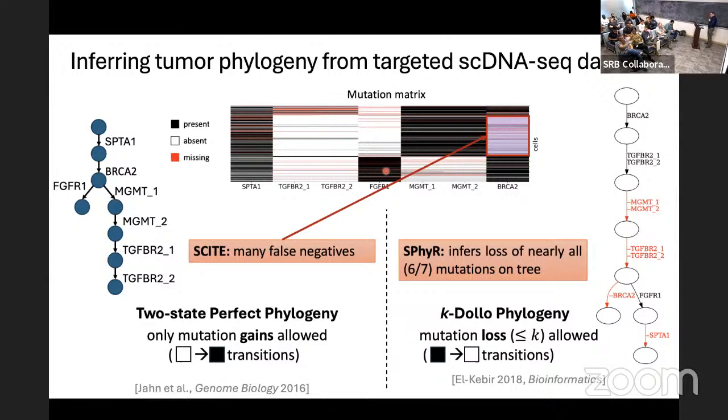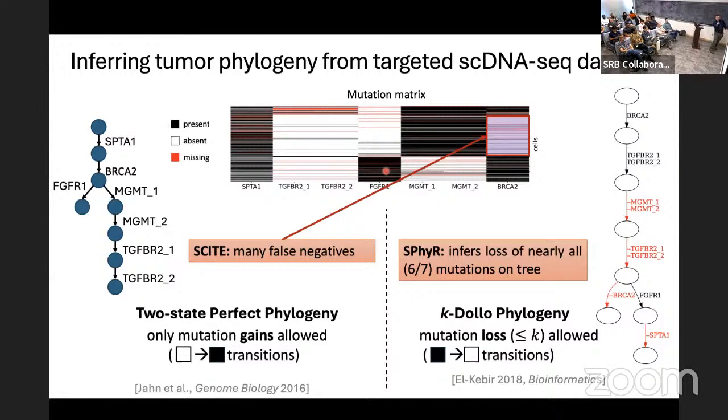Can you get a version of that where you allow the same mutation to appear in different places? You get BRCA2 up near the top, but then you also get it later on a different branch. Yeah, well, okay, but then you have to think about what it means that the mutation happens twice. But if it's on two different branches that have split earlier, right?